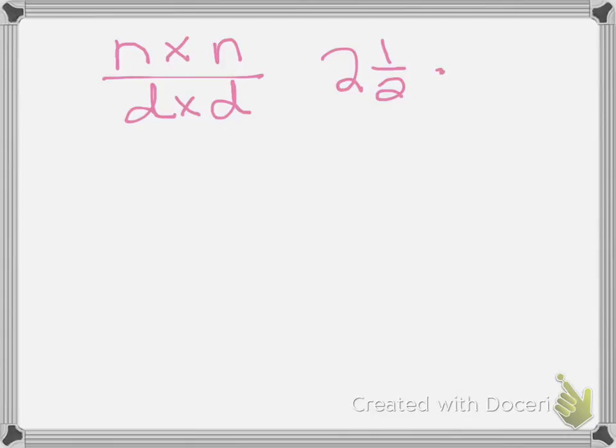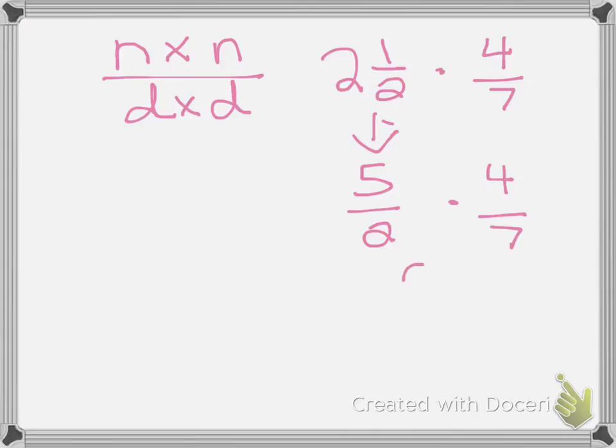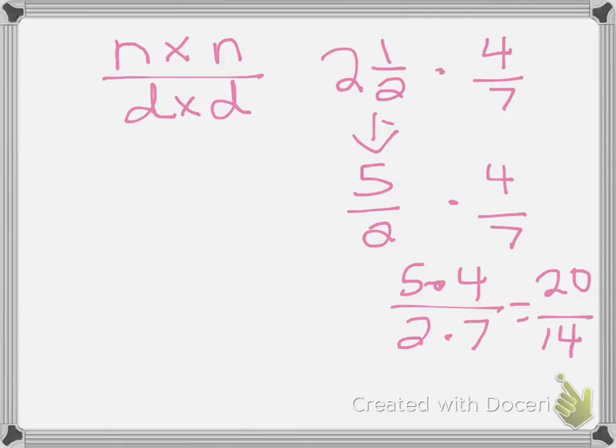So let's say I want to take 2 1/2 and multiply it by 4/7. I'm going to take 2 1/2 and change it into its improper fraction first, and then with multiplication it's straight across. So 5 times 4 over 2 times 7, which would be 20 over 14, which would be back as a mixed number then is going to be 1 and 6/14.